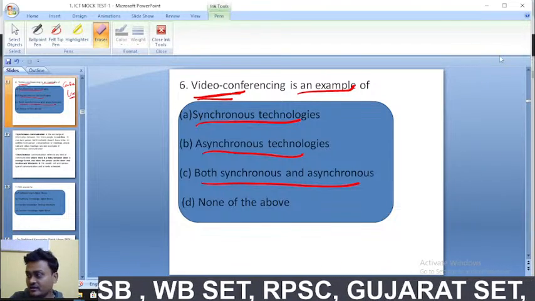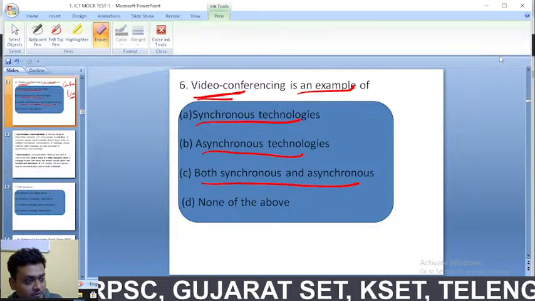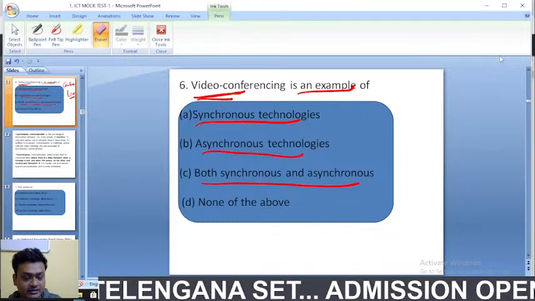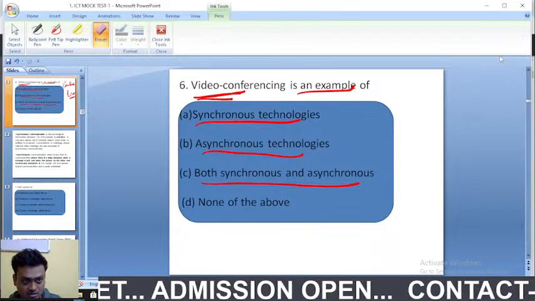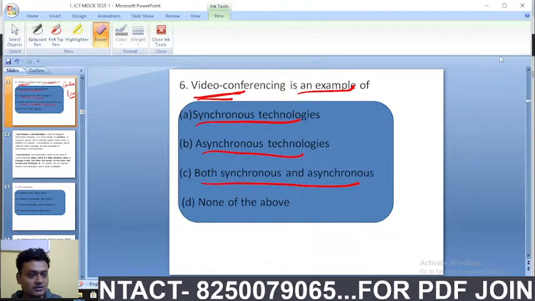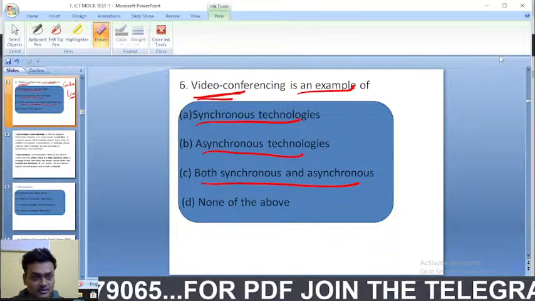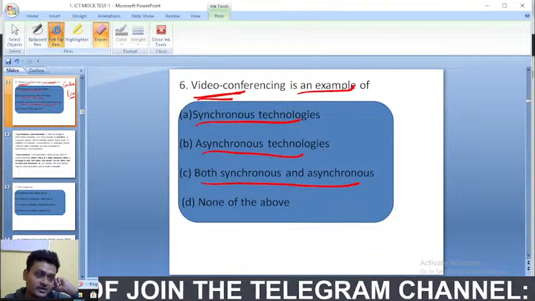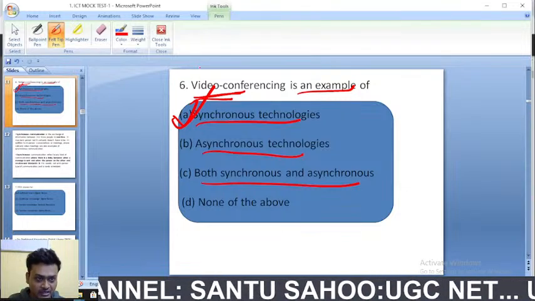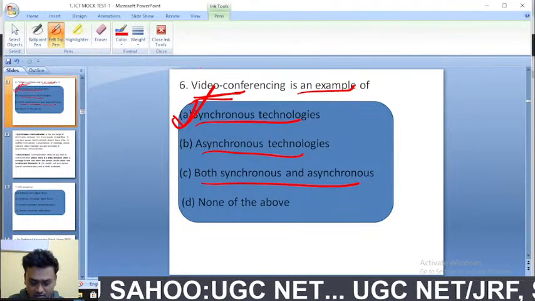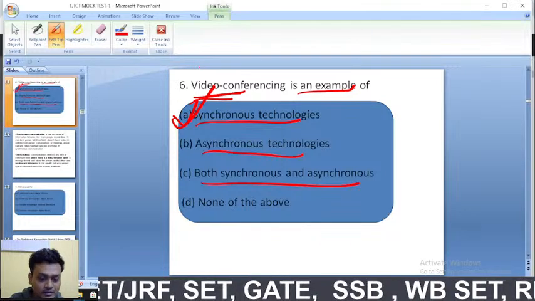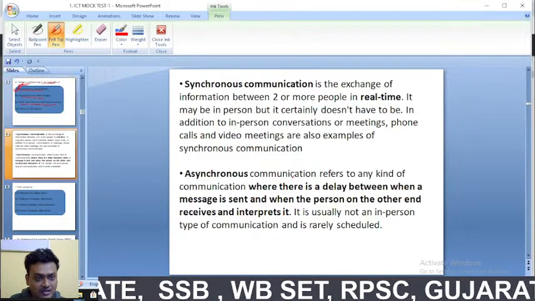When there is no delay between the sender and the receiver, exactly, got it, it's synchronous. When there is a delay, you get the feedback later as well. So video conferencing is an example of synchronous technology. ठीक है, and doing a live class is also an example of synchronous communication, because there is no delay between the sender and the receiver. I am getting the feedback as well in the form of answers.